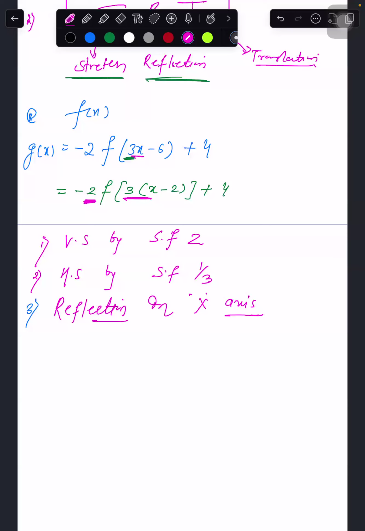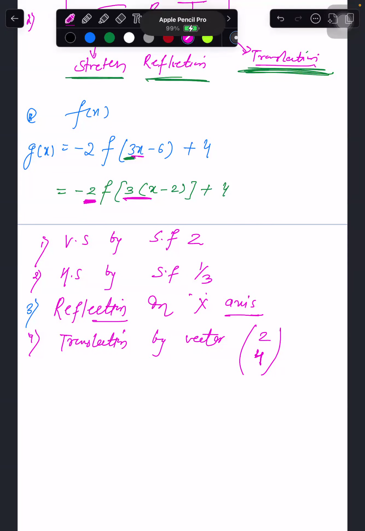Now, do you see any translation? Last, we have to look for the translation. x minus 2. So, translation by vector. Are you moving 2 to the right or to the left? 2 to the right. And on the y-axis, 4 up. Right? Clear. So, this is all the transformations happening to f of x to get g of x. This is it for transformations. Is it clear? Yes.